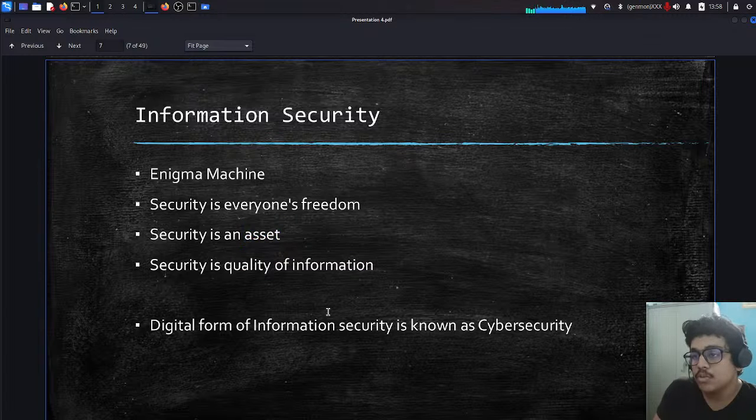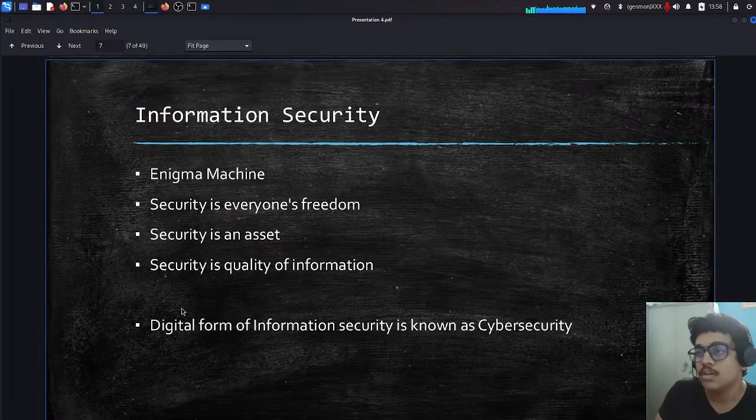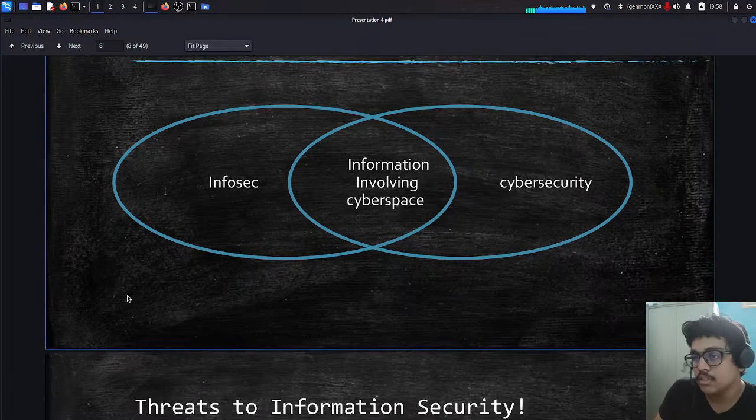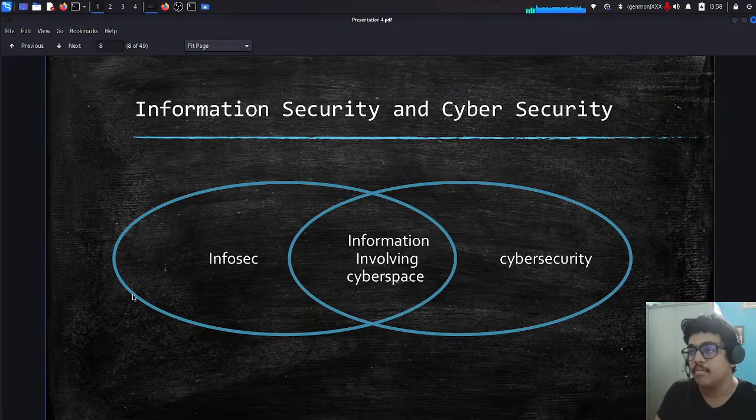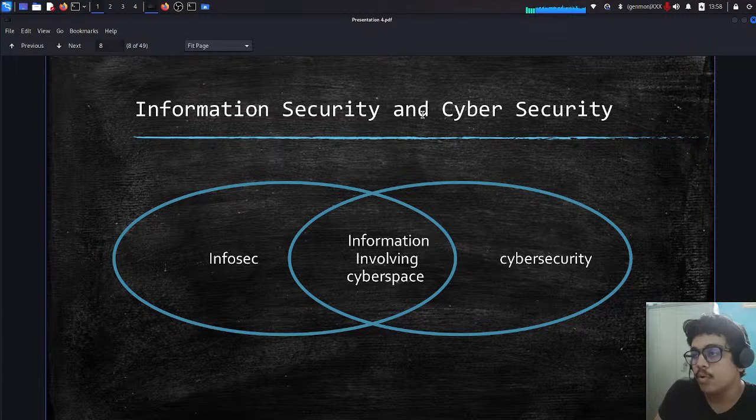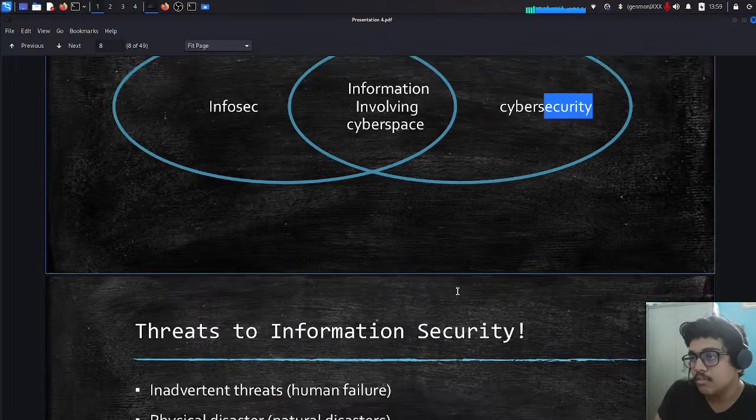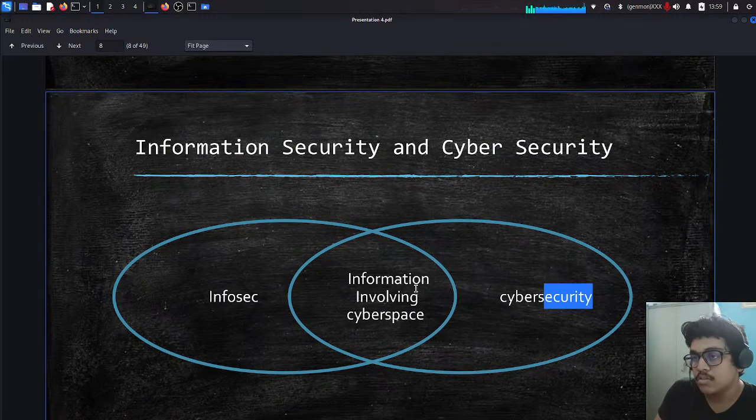Okay, so when we move to cybersecurity, it is a part of information security. The digital form of information security is known as cybersecurity. That is why we have differentiated information security and cybersecurity. Let's see this basic diagram and we will get to know about information security and cybersecurity. This is information security, this is cybersecurity, and this part covers the information involved in cyberspace. So what is cyberspace? Cyberspace is the space on the internet where all the information is stored.